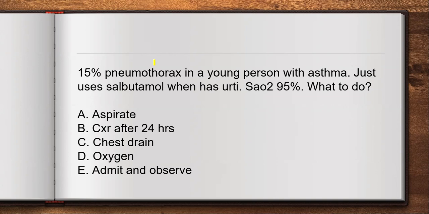So we have got a patient who has 15% pneumothorax and a history of asthma. Just use salbutamol when has upper respiratory tract infection. Saturation is 95%, what to do? Aspirate, chest x-ray after 24 hours, chest drain, oxygen, admit and observe.